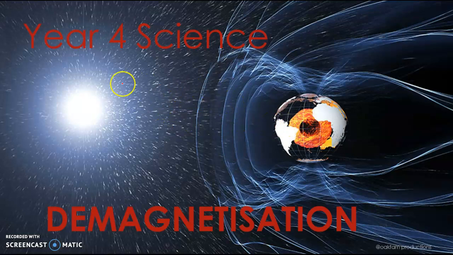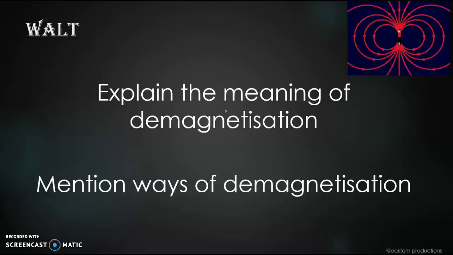Now, this magnetic field is there for a reason. We're going to learn as we go further, so keep an open mind for that. All right. Today, what are we learning? Today, we're going to explain the meaning of demagnetization, and we're going to mention ways of demagnetization.